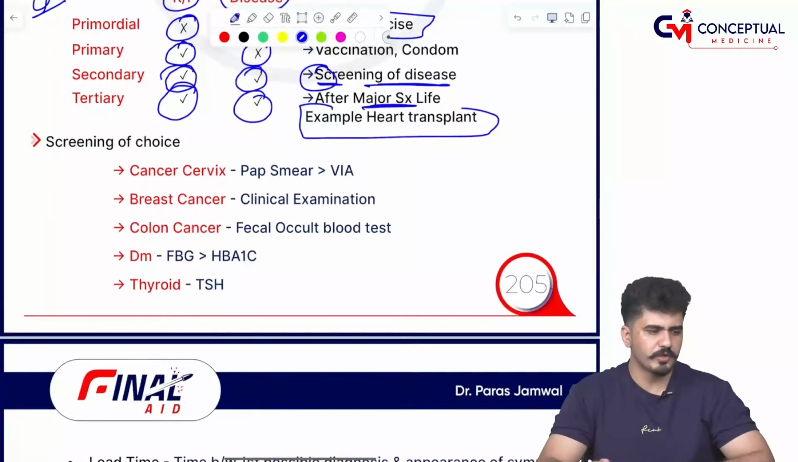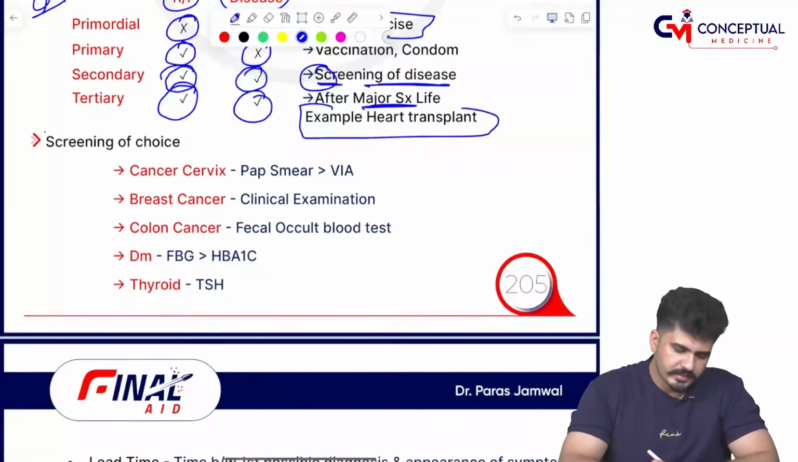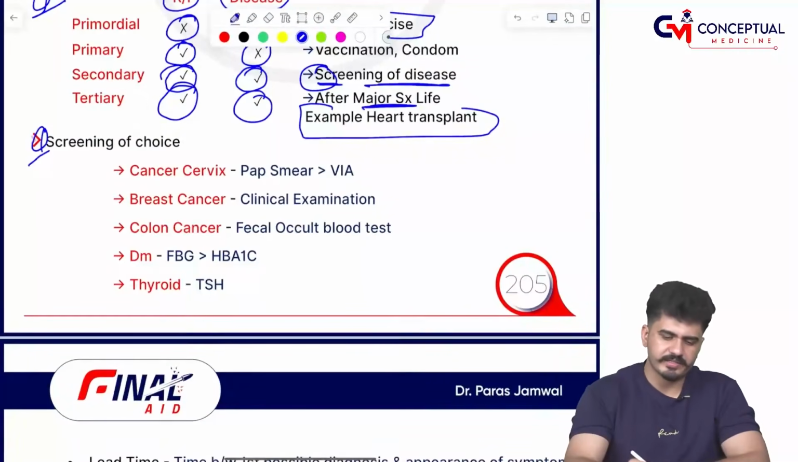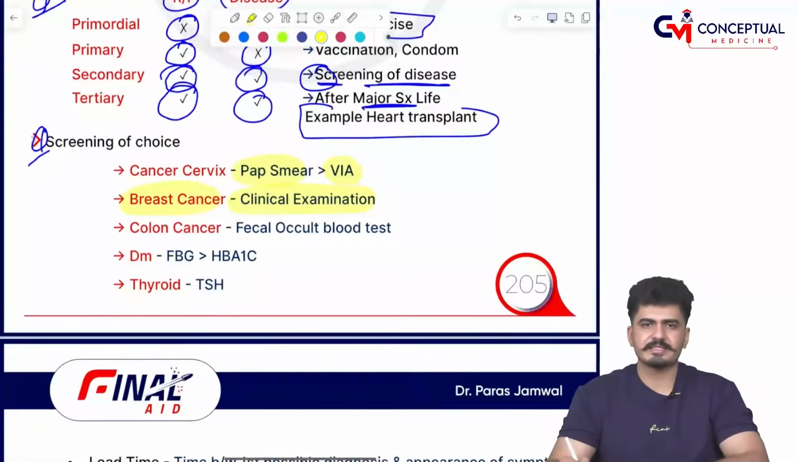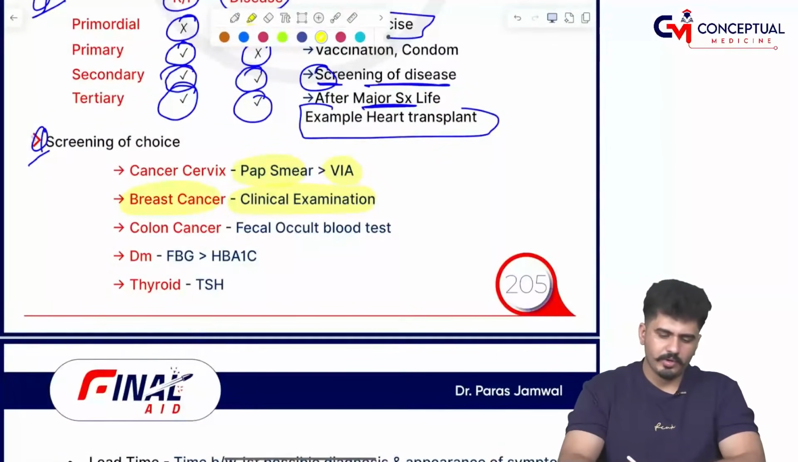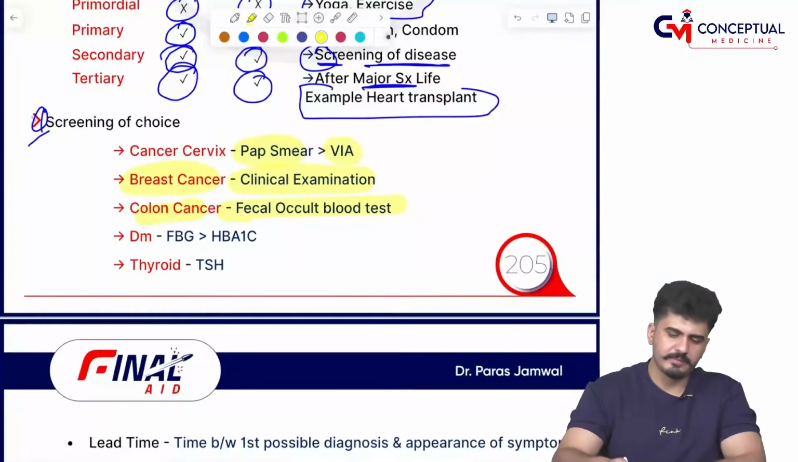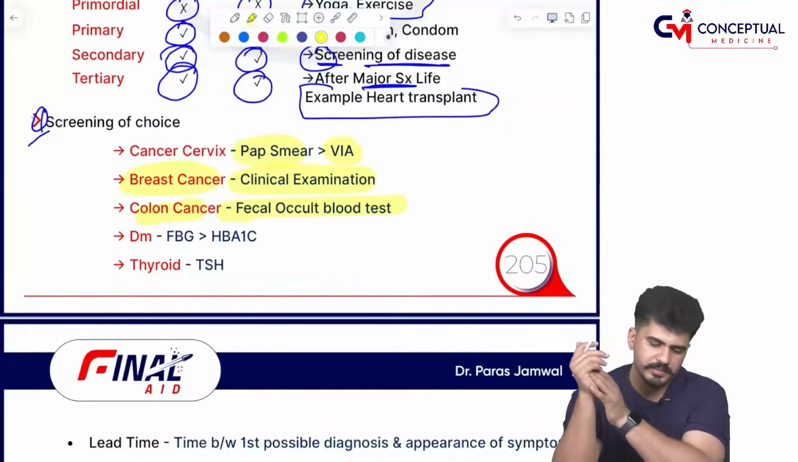Now some screening of choice we have to think of. The screening of choice for cancer cervix is going to be the pap smear, a better answer than your viability test. Then for breast cancer, clinical examination is the best thing, self breast examination. Colon cancer में fecal occult blood test, we'll check the stool samples.